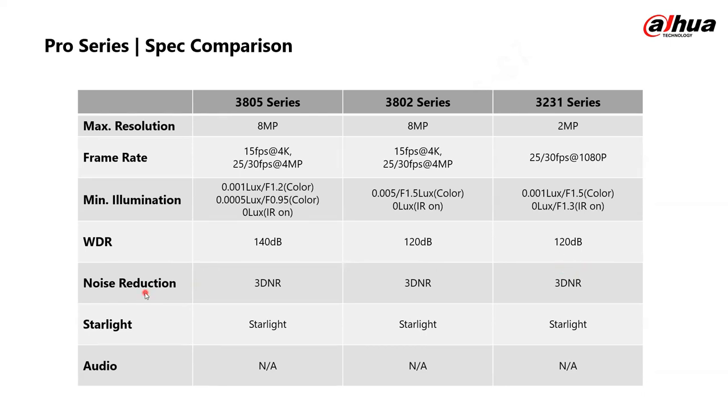When it comes to noise reduction, they use the 3D noise reduction for all, to ensure that the black and white images always have better, smooth quality. These three do not support audio at all, unlike the previous series, which support digital audio over the coaxial cable.